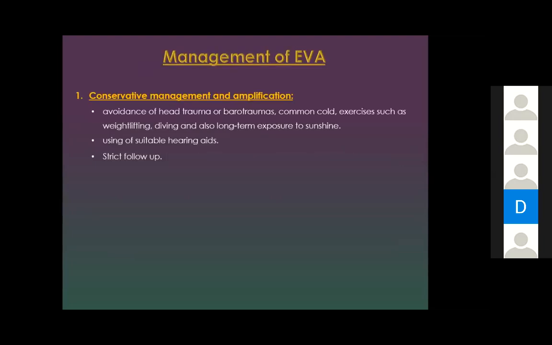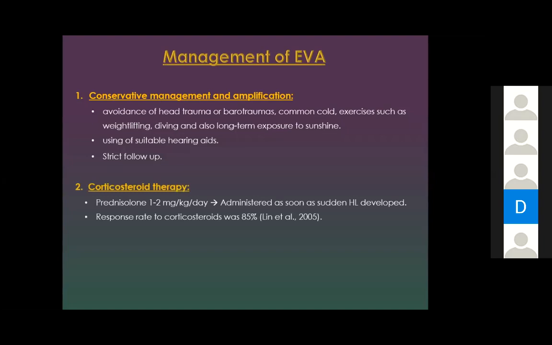How to manage an EVA patient? First and most important is to instruct the patient not to be exposed to minor head trauma, to strain, to aggressive exercise, weightlifting, anything that increases intracranial pressure, so as not to harm his sensory cells in the labyrinth. If there is any degree of hearing loss, he is fitted with a hearing aid, with strict follow-up. This patient should be followed up every 3 months at maximum to detect any fluctuation or progression.